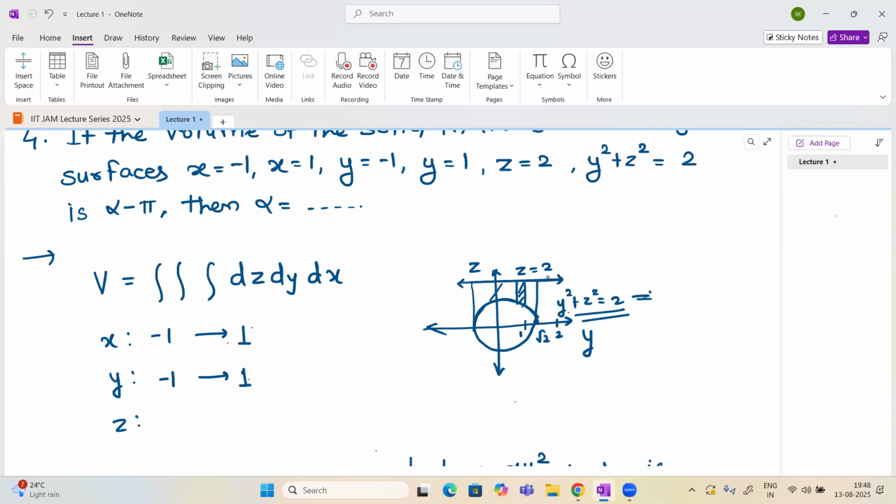Sir, can you explain the diagram in 3D? Okay, sure. Shall I complete the limits of Z first and then draw the diagram? Okay, sir. Okay.